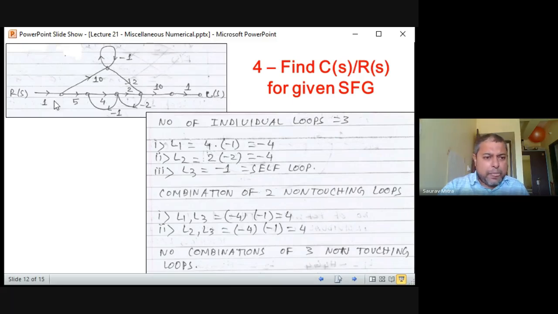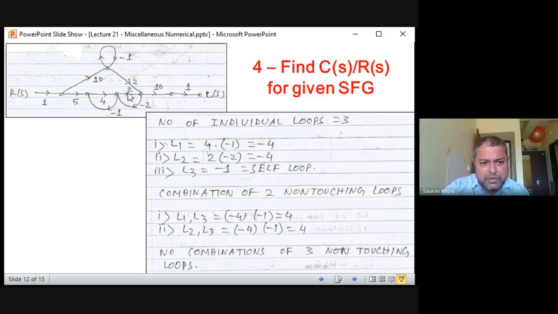there is a problem. Just see this forward path, that is forward path 2. It is not touching this L1. This forward path, this one, this one, this one, is not touching L1. And you are finding that this forward path below is not touching L3. So there are two deltas, because the number of forward paths is equal to the number of deltas.